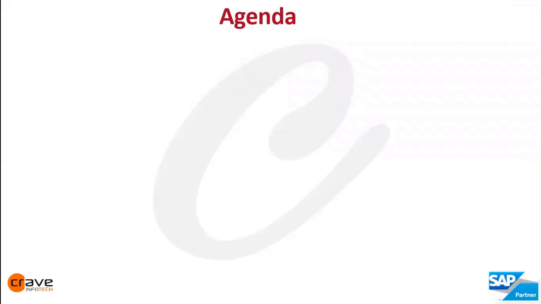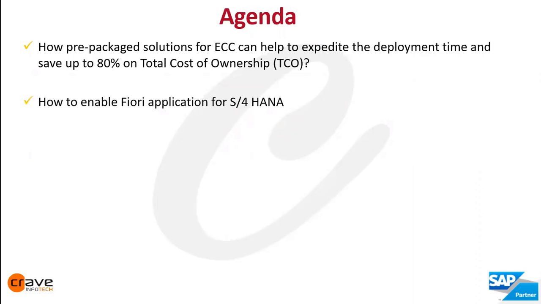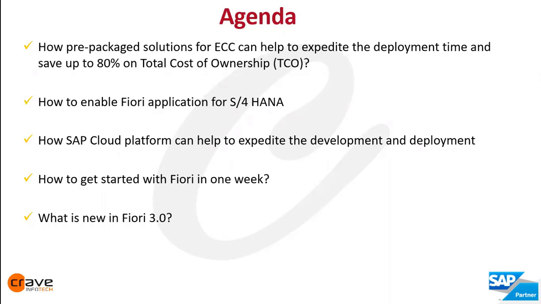So today we have a very exciting agenda. We will talk about how the prepackaged solutions for ECC can help expedite the deployment and save up to 80% of the total cost of ownership. Second is how to enable Fiori applications for S/4HANA. Third is how SAP Cloud Platform can help expedite development and deployment. The fourth one is how to get started with Fiori in 1 week. We'll also talk about some of the myths we hear about Fiori, and lastly what is new in Fiori 3.0. That's our agenda today. We'll have around 30 minutes of presentation videos, and then we'll open up for questions and answers.